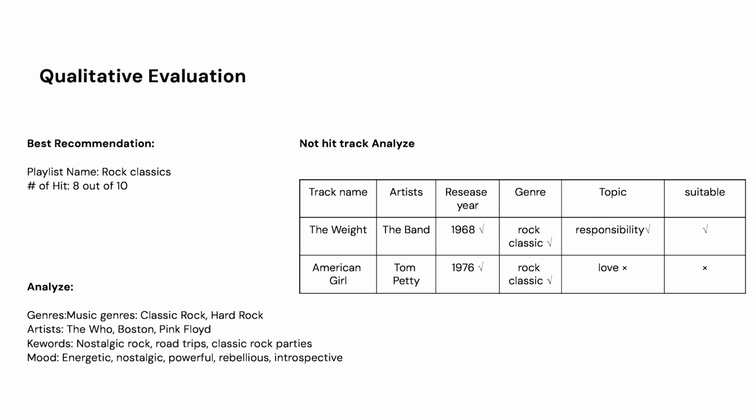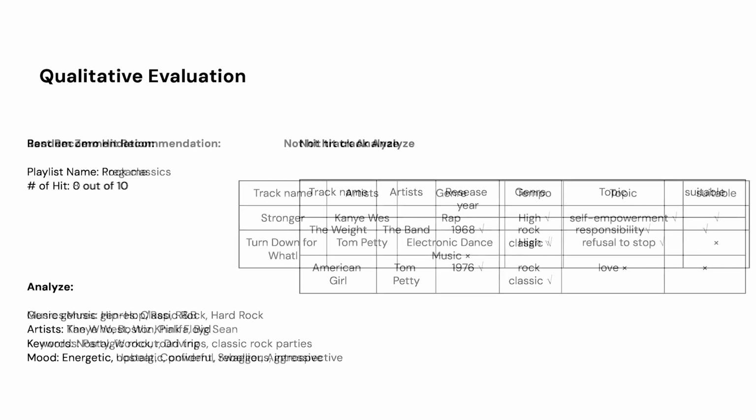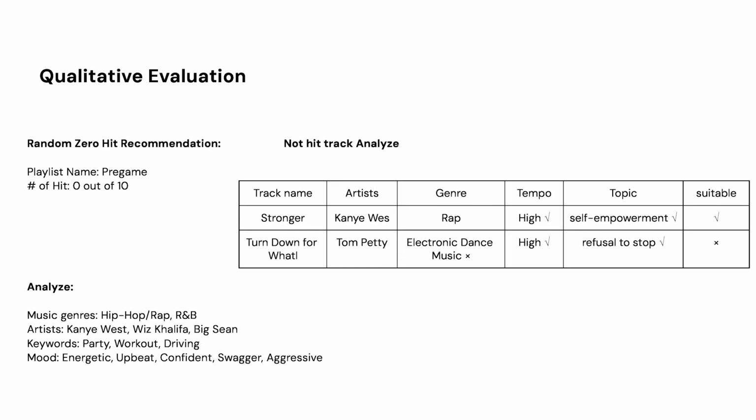And for our qualitative evaluations, our best recommendation got 8 hits out of 10. The playlist name is Rock Classic, which features predominantly 1960s to 1970s classic rock. Some tracks are not exact hits, but they are by the same band, which can be considered a match, considering the playlist. American Girl by Tom Petty cannot be considered a match because the topic is different from the playlist. Lastly, let's examine a random zero-hit recommendation.